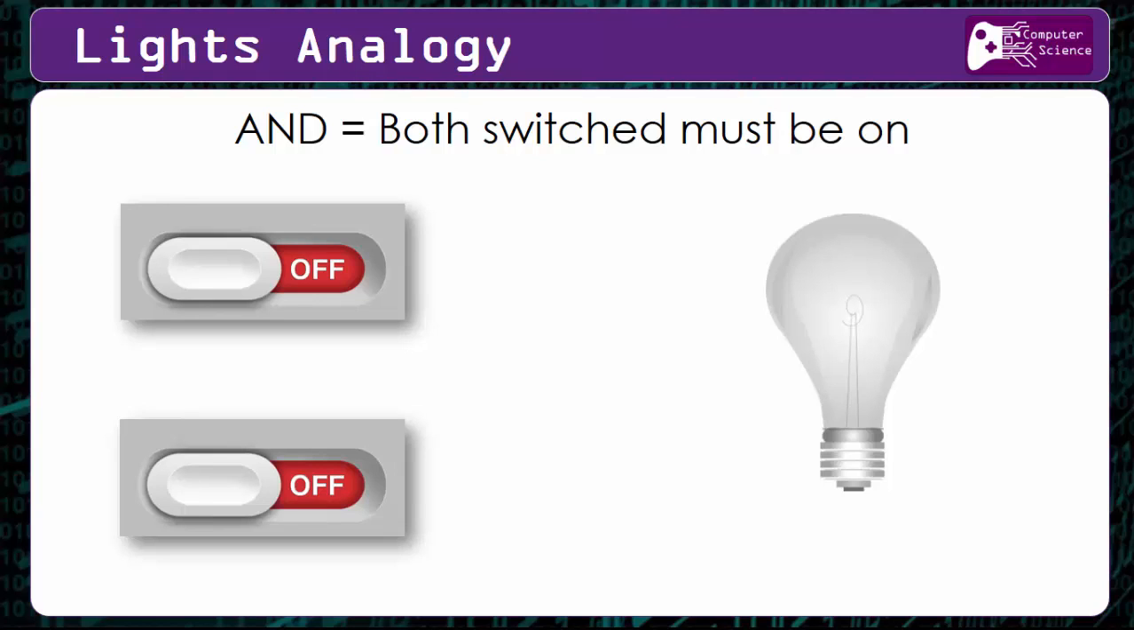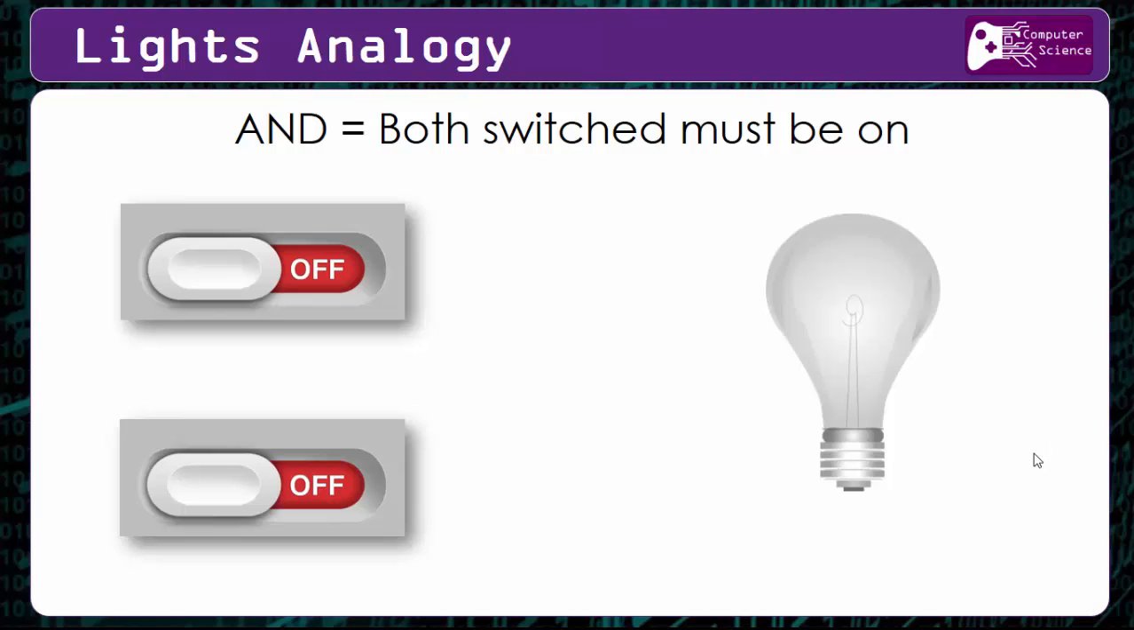Okay, in this video we're going to be looking at logical operators. We're going to start off by looking at the AND logical operator, which means that both switches must be on in order to get a positive output. So we're going to use a light bulb analogy to start with, and then we'll look at truth tables and how that relates to computing.